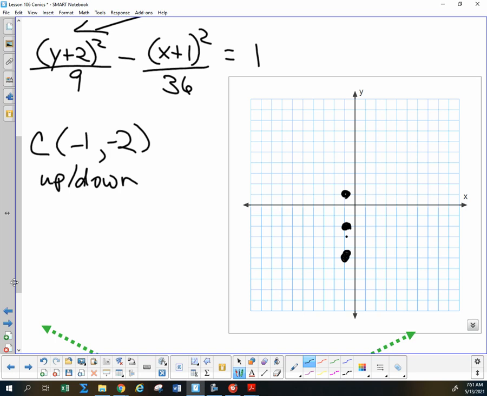If this one right here was -1, -2, I can see by looking at that my vertices still have -1 as their x-coordinate. That's still how far I went, left and right. But if I started at -2 and went up 3, I got to -1, 1. And if I started at -2 and went down 3, I ended at -5.